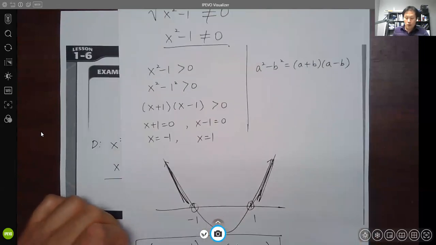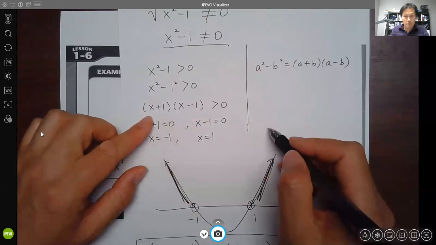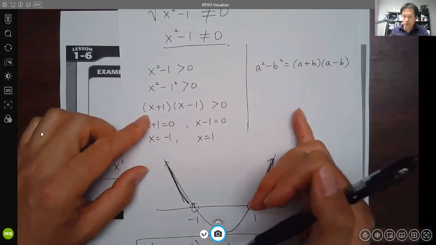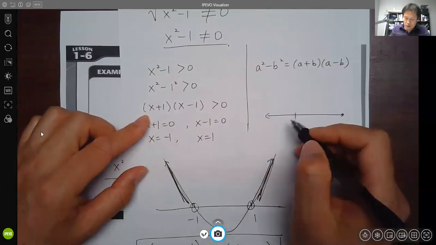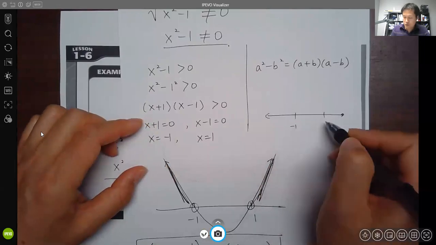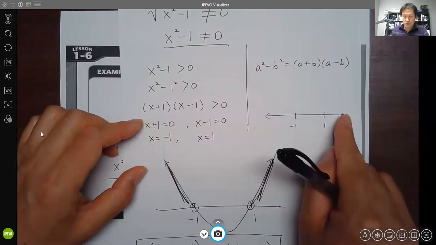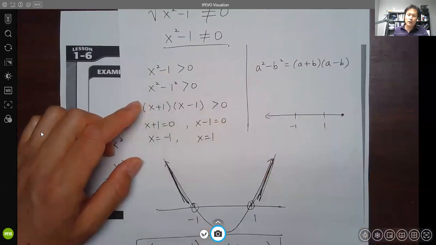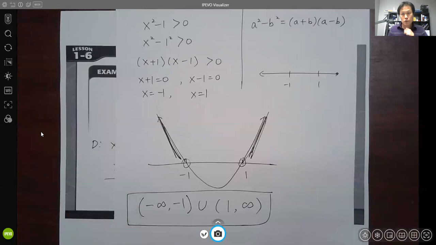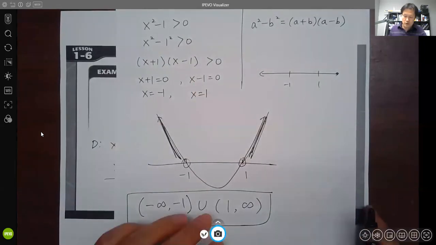Again, guys, this one you can do a number line, put the 0 here, put the 0 here, minus 1 and 1. You pick a sample number, plug it in. You can do that as well. I already showed you twice today, so I'm going to just keep with this example.